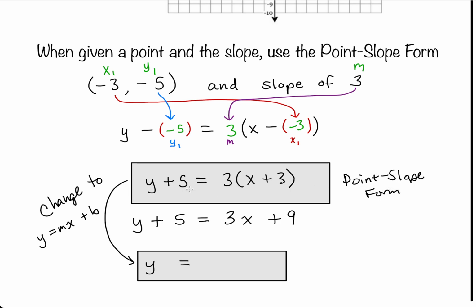Our next objective, once we learn how to get it into point-slope form, is to then take it into slope-intercept form, which involves distributing first our slope to get 3x plus 9. Then we would subtract 5 from both sides in this case, so that we end up with the final form of y equals 3x plus 4. So we take this y plus 5 equals 3 times x plus 3. We would check that out in our Desmos.